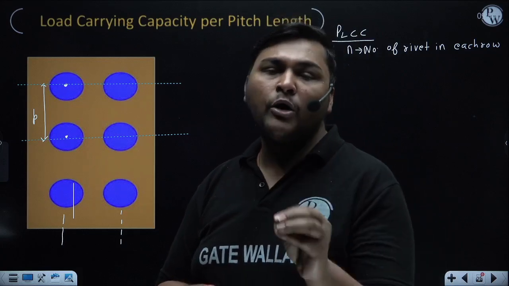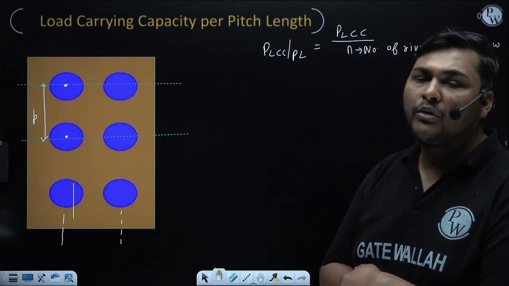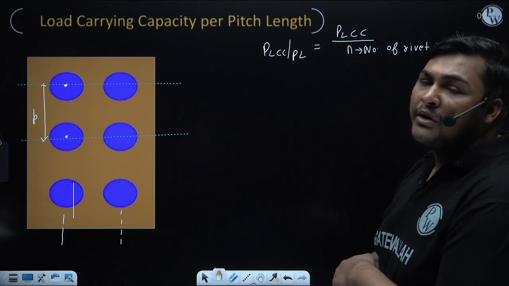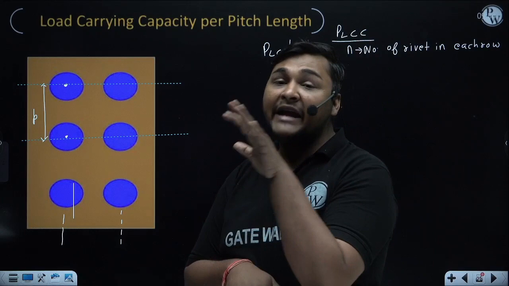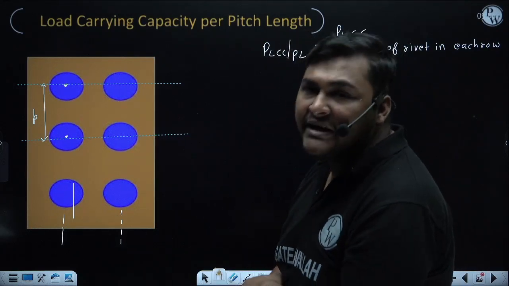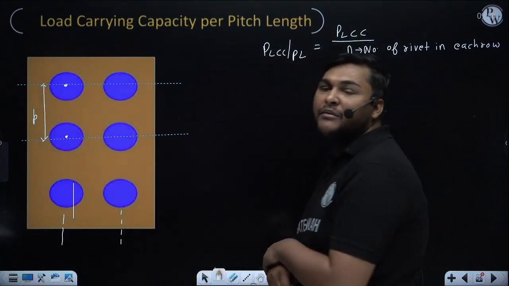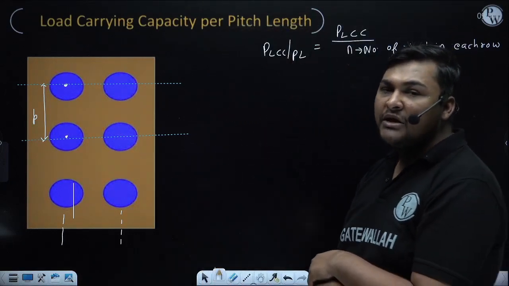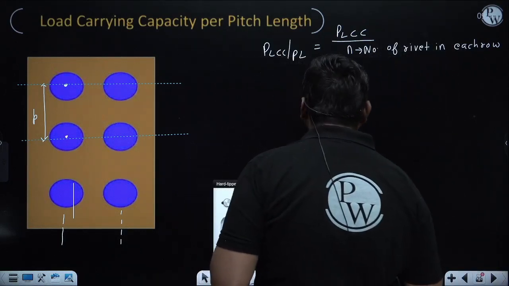But we know the number of rivets in each row are the same, because we are discussing this concept when the number of rivets in each row are the same. But the number of rivets in each row, n, is not given in the question, and the diagram is also not given. This diagram I have made just for understanding. In that case, we'll calculate load carrying capacity per pitch length. Definitely the examiner will mention to calculate load carrying capacity per pitch length. So first I am explaining the load carrying capacity per pitch length.